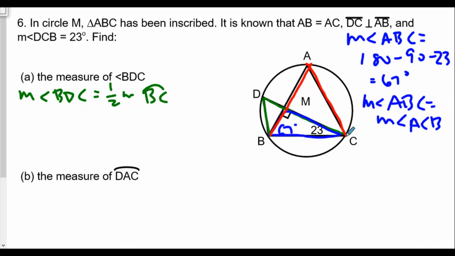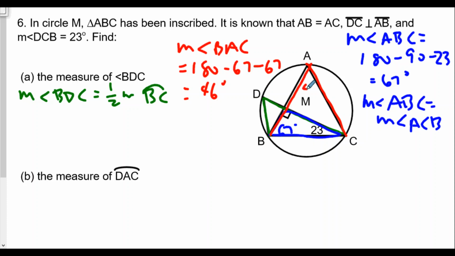So here we'll say the measure of angle BAC is equal to 180 minus 67 minus 67, because angle ABC is 67 degrees and angle ACB is 67 degrees. Well, 67 plus 67 is going to be 134, and 180 minus 134 is equal to 46 degrees. So that's 46 degrees.